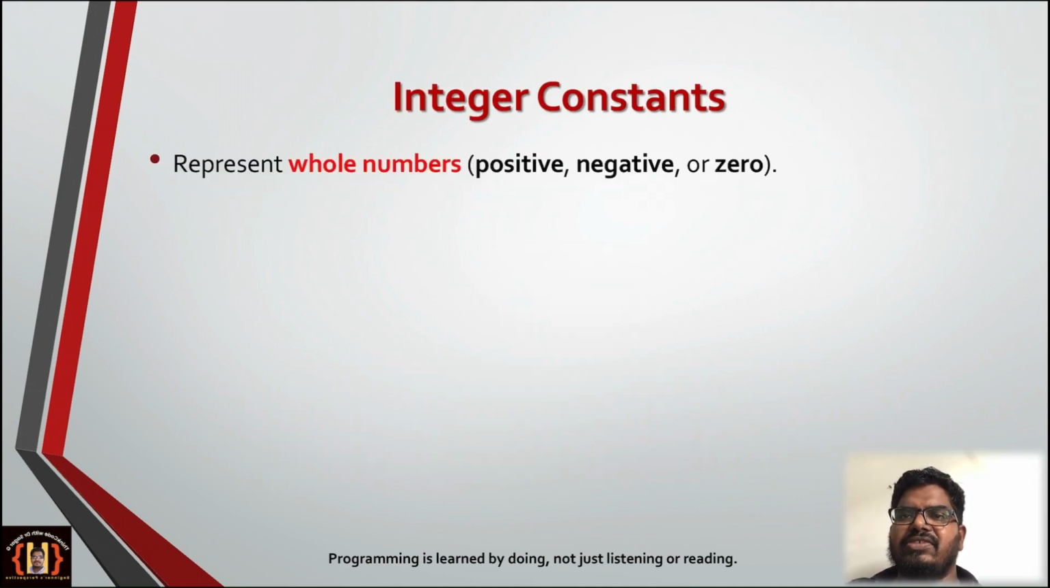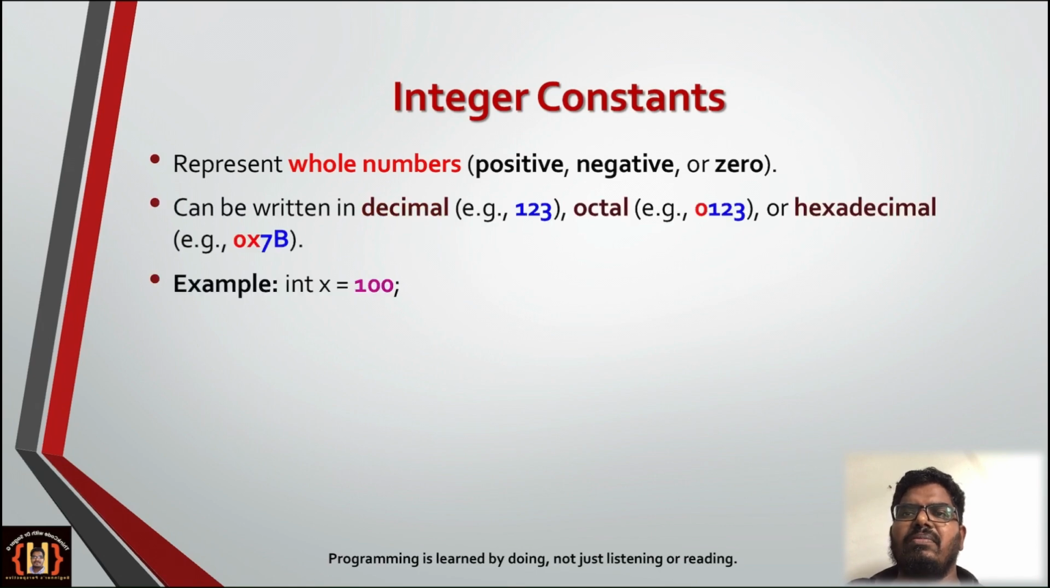Integer constants, first one. They represent whole numbers. When I say whole numbers, these could be negative numbers, positive numbers, or zero. These are all whole numbers. For example, they can be written as decimal values, let us say 1, 2, 3, 4, 5 up to 9, any combination of decimal digits.